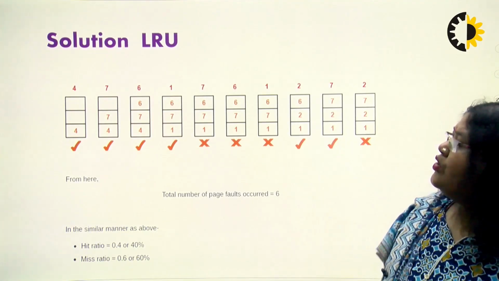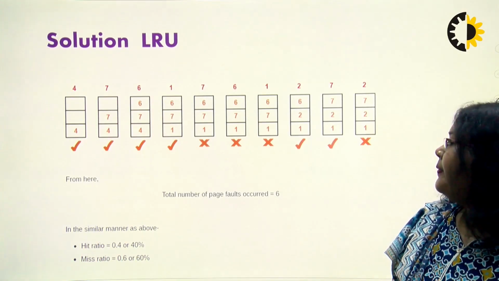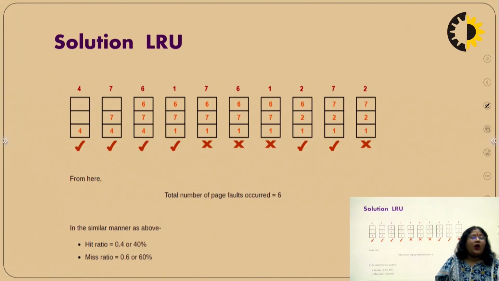So this is the solution of LRU that I already explained. Now, how many page faults are there? So we have to find the total number of elements. This total number of elements is 10, and the hit elements are 4. So 10 minus 4 is 6. So 40% is the hit ratio and 60% is the miss ratio.